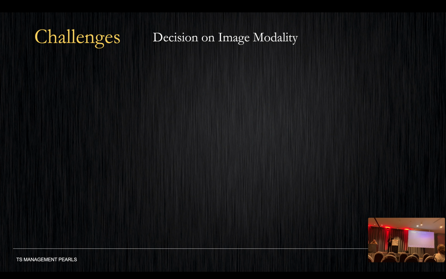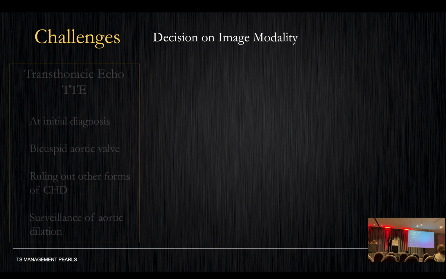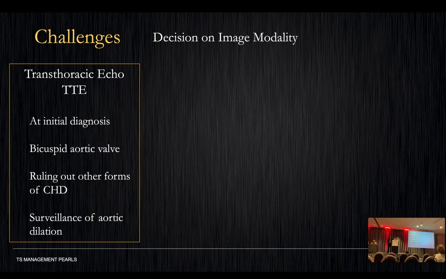So decision-making in image modality, I'm going to try to do this briefly, but of course we have transthoracic echo. This should be done in every patient at initial diagnosis. In the pediatric population, it is very good for bicuspid aortic valve and ruling out any other form of congenital heart disease, and of course in the long-term surveillance of their aortic dilation.